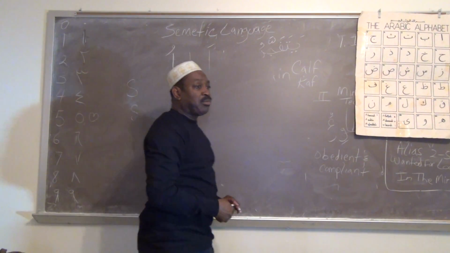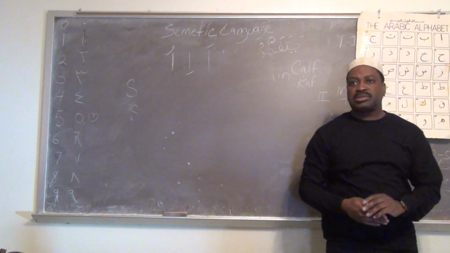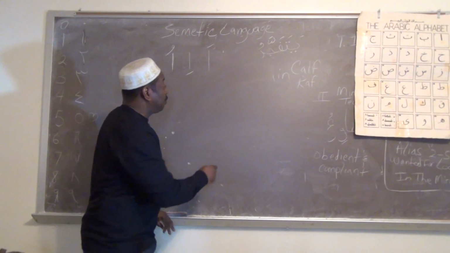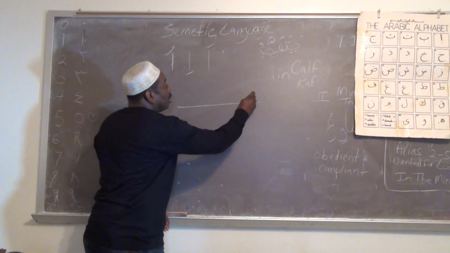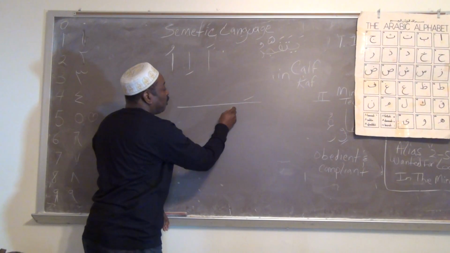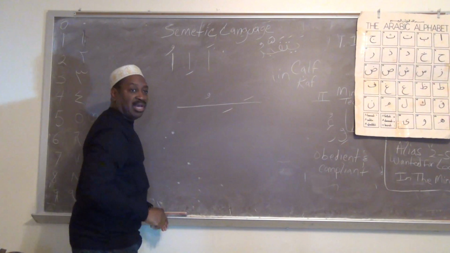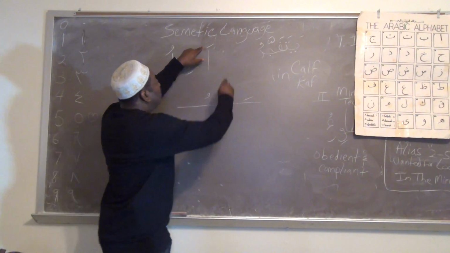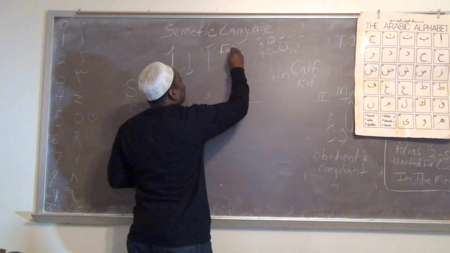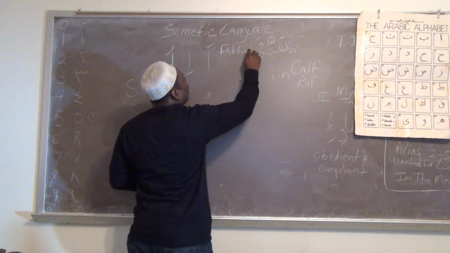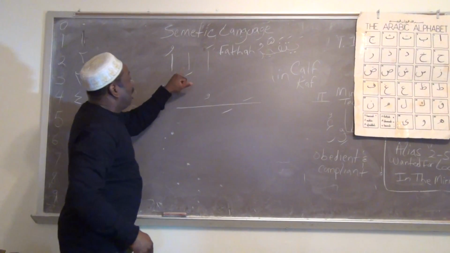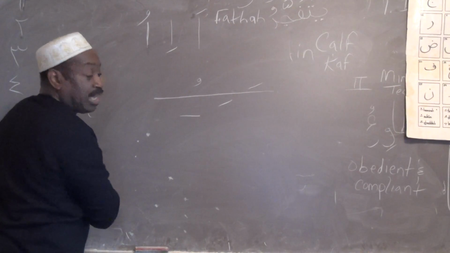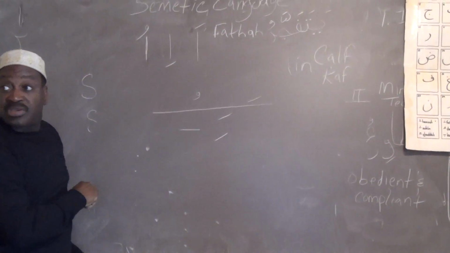Now, let's talk about what we call the vowels, or diacritical marks. Some people call it harakat. Okay, the vowels. These are the marks that go above the letter, below the letter, and so on. If it's above the letter, we're going to call it fatha. If we have it like this, notice it's slanted. You don't want to write it like that. You always want to slant it that way.